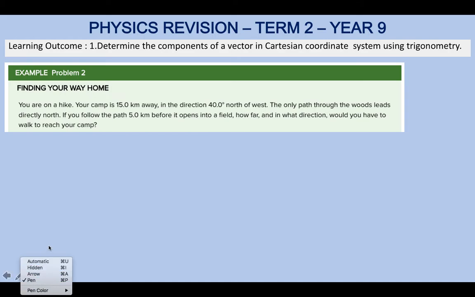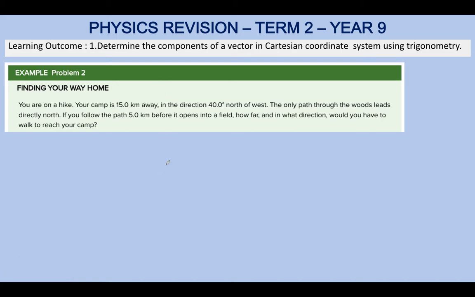Okay, let's look into this question. Somebody asked me to solve this one. You're on a hike. Your camp is 15 kilometers away in the direction of 40 degrees north of west. The only path through the woods leads directly north. If you follow the path 5 kilometers before it opens into a field, how far and in what direction would you have to walk to reach your camp?